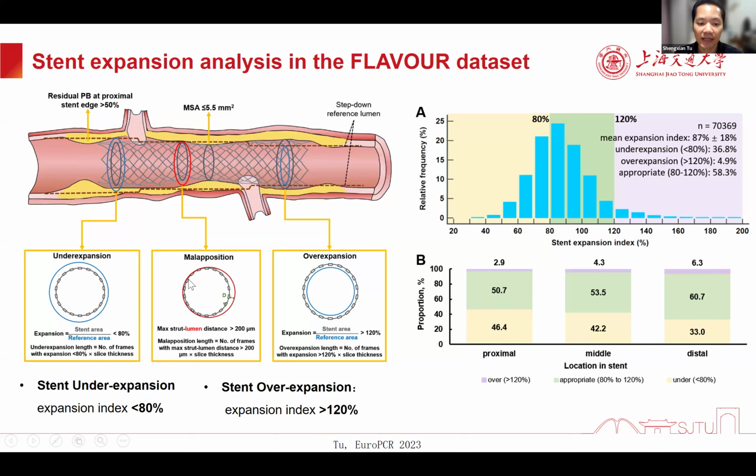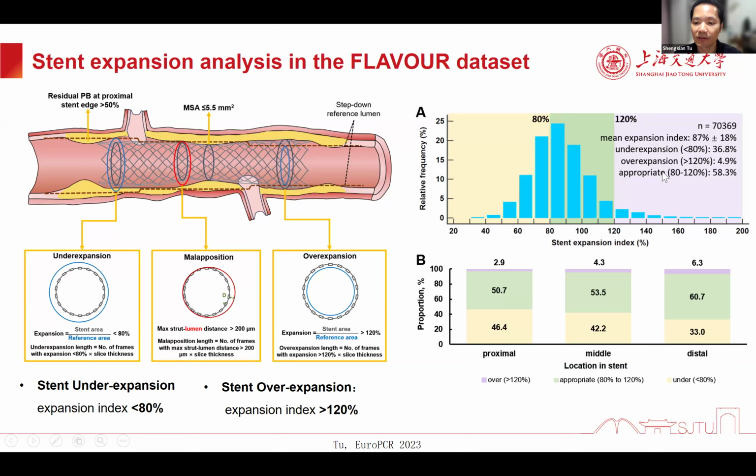So if the stent area is completely touching the healthy lumen, that means the stent is exactly the same size as the healthy lumen. This is perfect apposition. And if it's less than 80% of the healthy lumen, it is underexpansion. If more than 120%, it's overexpansion. So this is what we quantify in the study population.